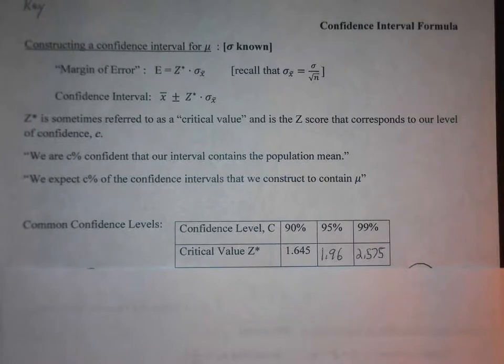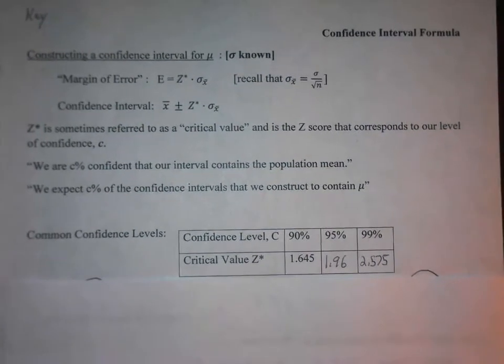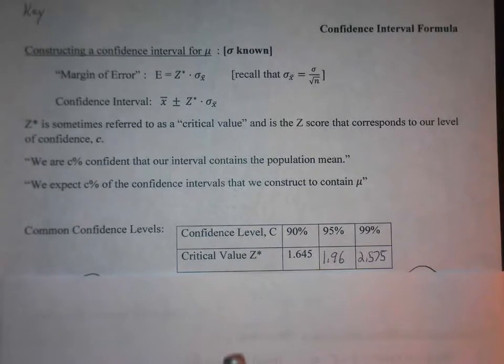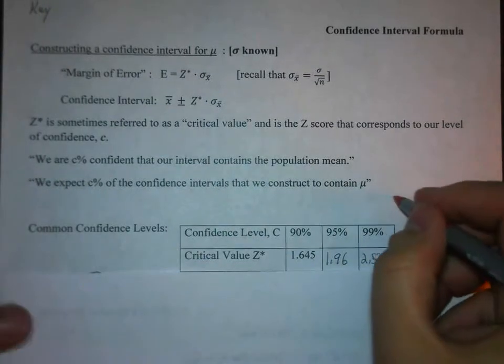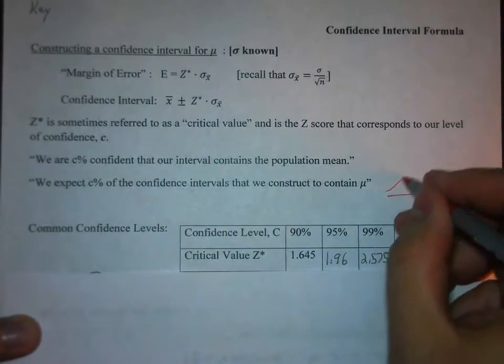Now you can see the critical value Z star there, but I'm going to explain where those come from right now. So when we construct a confidence interval, what you're basically looking at is the middle C% of your SDSM. Remember, your sampling distribution of sample means is just a normal curve.